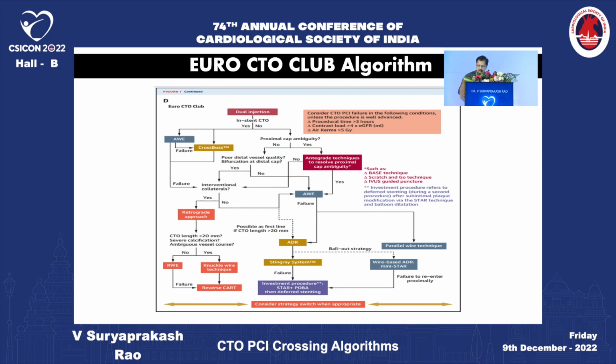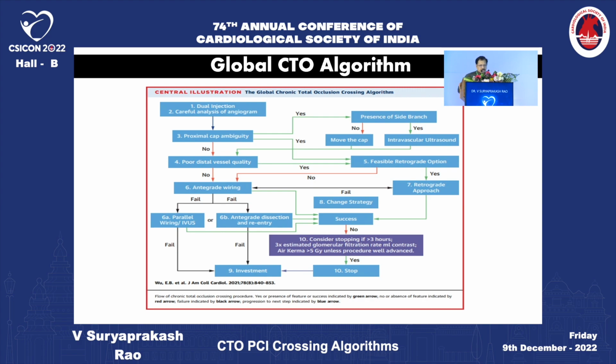Fortunately, I also contributed a little bit to this particular algorithm by Dr. Bilakis and my CTO colleagues, many from India. Again, dual injection is very important. The proximal cap ambiguity, distal size, antegrade wiring, and parallel wiring also played a role. So parallel wire comes into the picture again, that's very important.